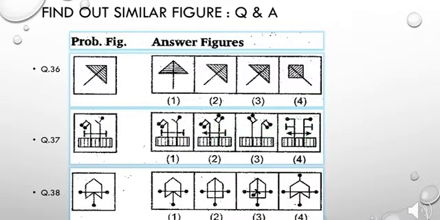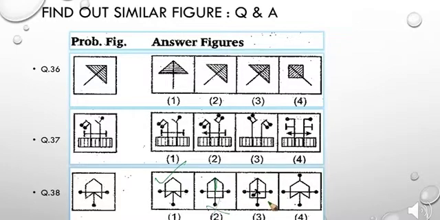Now let's go to question number 38. In this question there is a problem figure given. We need to find which of the options is similar. So let's see option 1. In option 1, this portion is the same, this basic shape is also the same, and this particular line and two dots are the same. So this looks like a similar figure. Just for the sake of confirmation, let's see the other options. Option 2 cannot be the answer because this line is extra. This is not available in the problem figure.